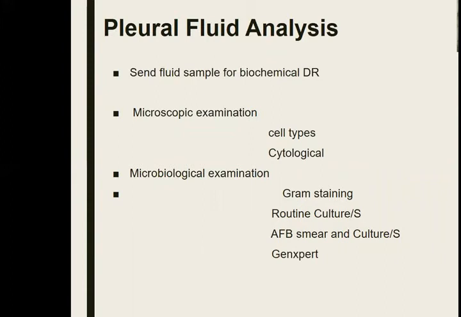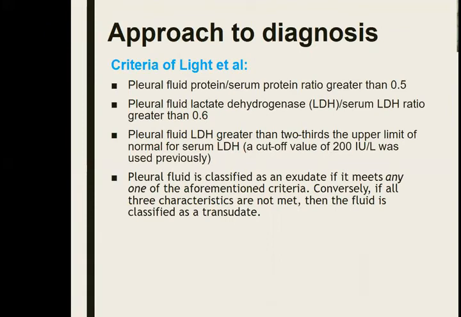Now, once we have removed the fluid, we have to do certain tests on this pleural fluid. The most important is the DR examination, or detailed report, in which I will show you what you have to look for in the pleural fluid. At the same time, you give a microscopic examination to see what sort of cells are there, which is the predominant cell visible in the pleural fluid, and then certain microbiological examinations like Gram staining, routine culture sensitivity, AFB smear, AFB culture, GeneXpert. All these tests have to be mandatorily done in the diagnosis of pleural effusion.